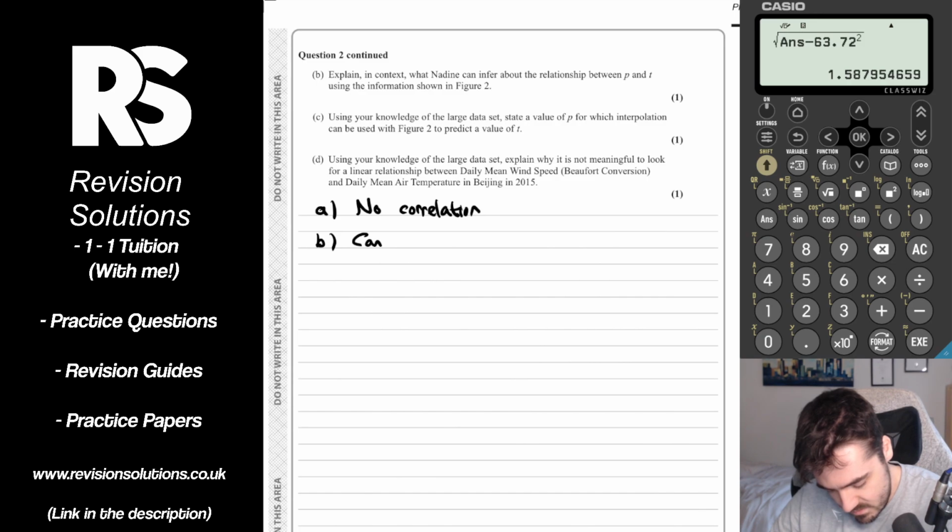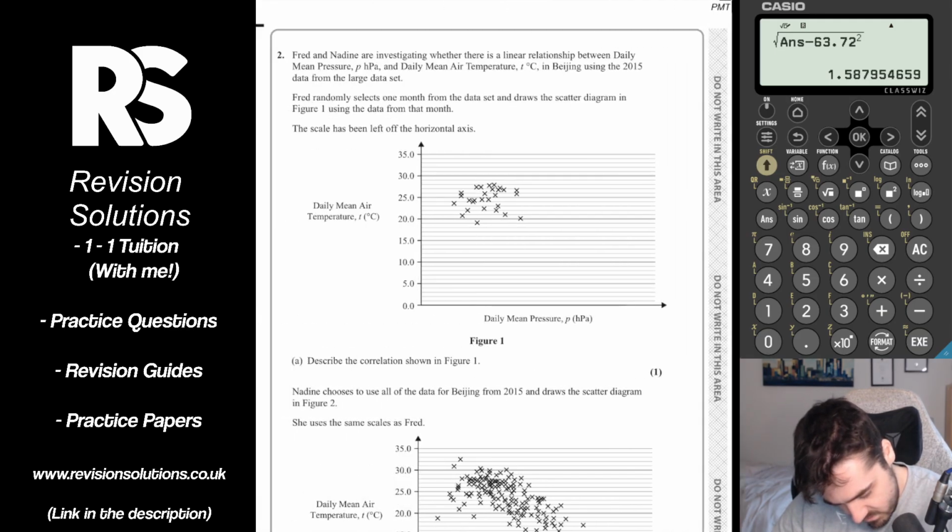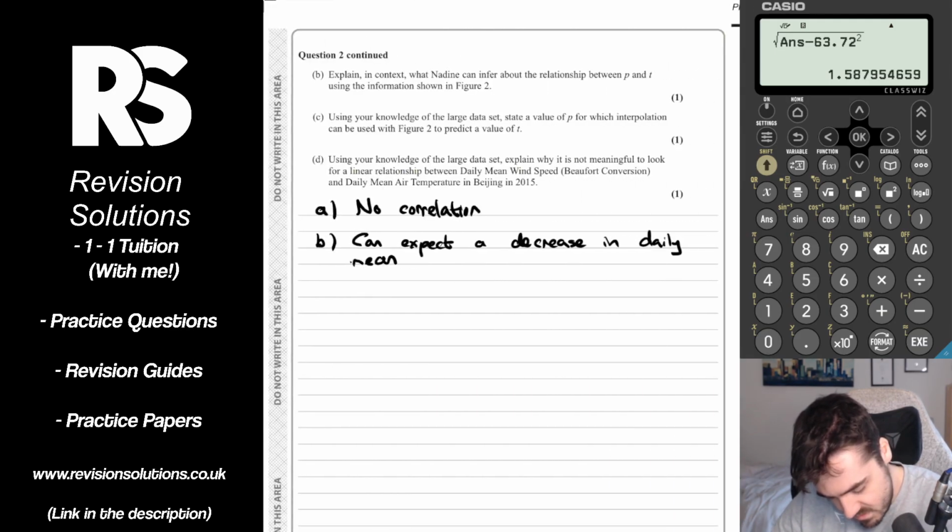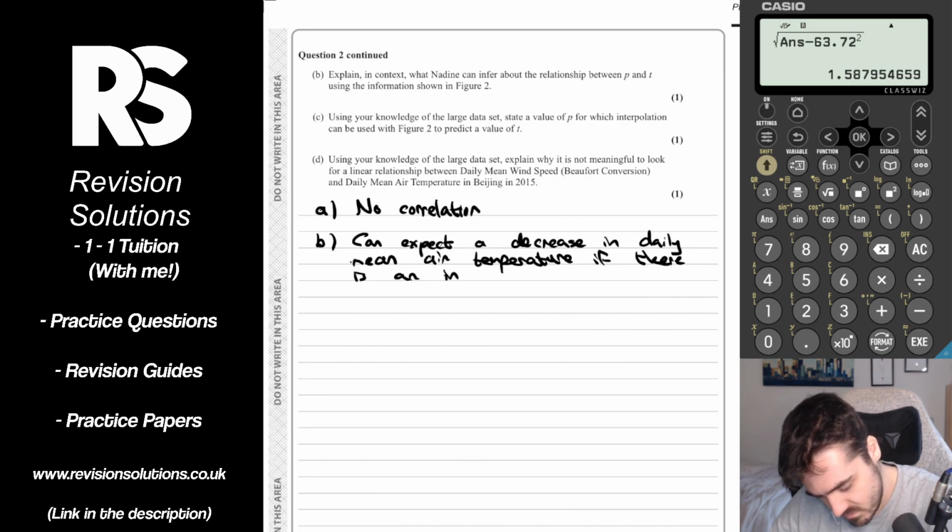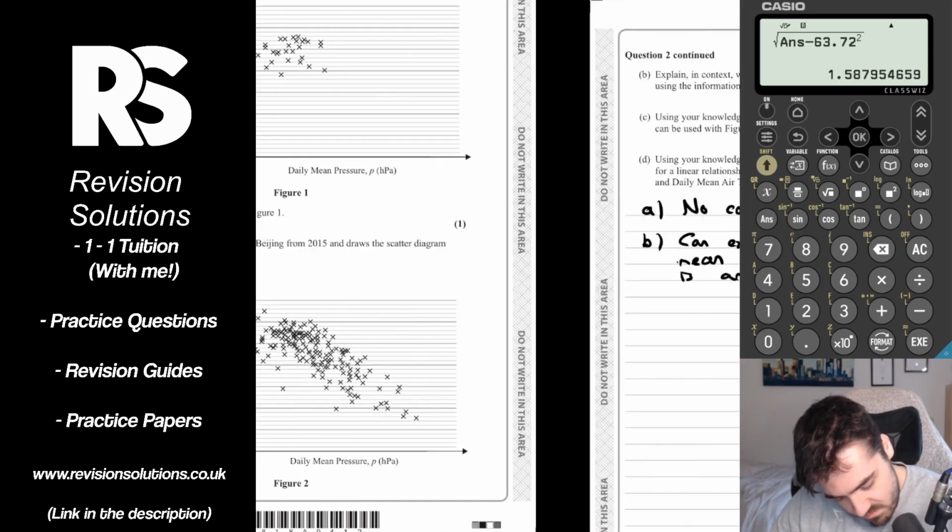So we can expect a decrease in daily mean air temperature if there is an increase in daily mean pressure.